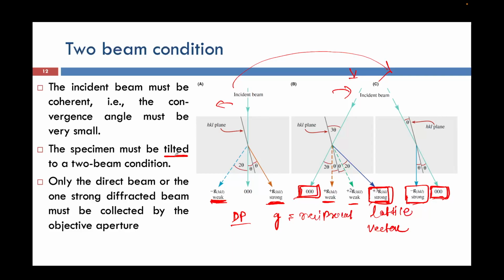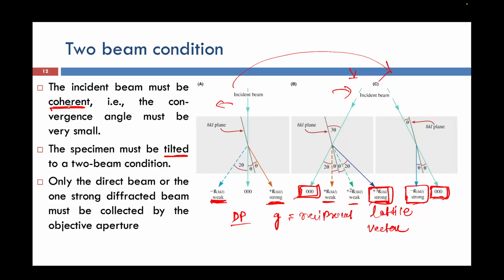Either you can tilt the specimen, or you can tilt the beam. Generally it is not advised to tilt the beam, because we have a double tilt holder, so we can always tilt the specimen to go to this 2 beam condition. Okay, and the incident beam must be coherent. Why coherent? Because we are relying on the diffraction spot, and diffraction spots we can only get when there is Bragg's diffraction, right? So that is why it is always coherent.